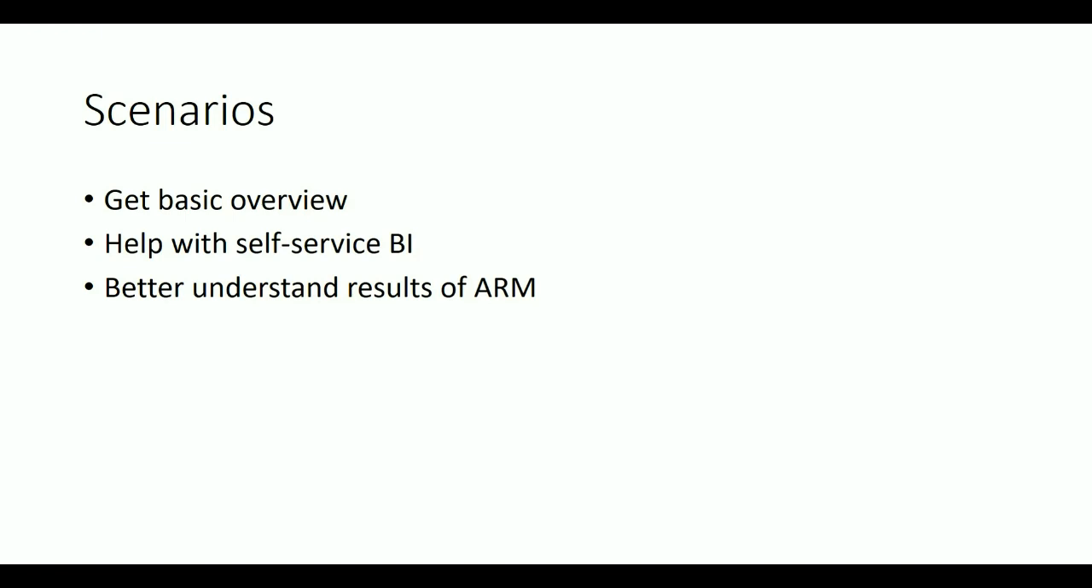The first one is to get basic overview of unknown data. The second one is to help with self-service BI by identifying potentially interesting parts in the data. And the last one is to help user to better understand results of the association rule mining by navigating him to an appropriate data visualization.